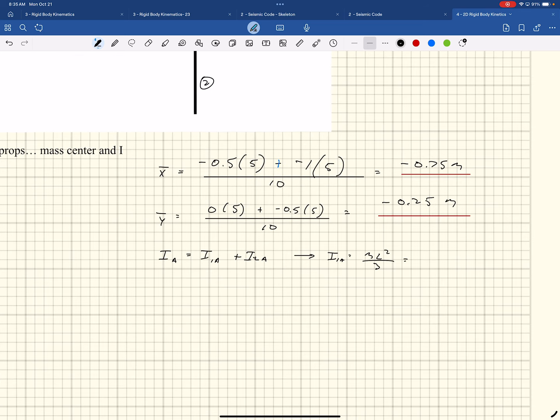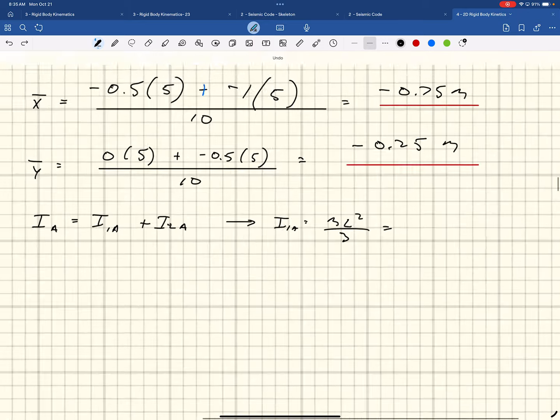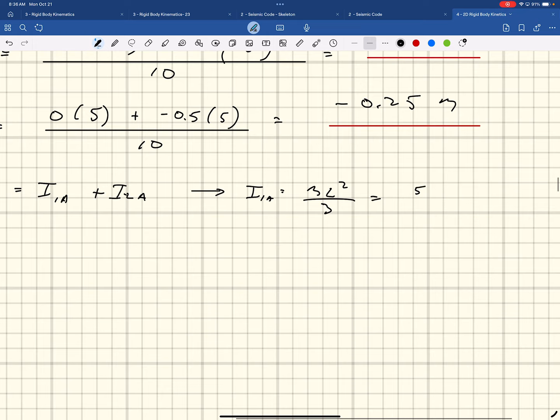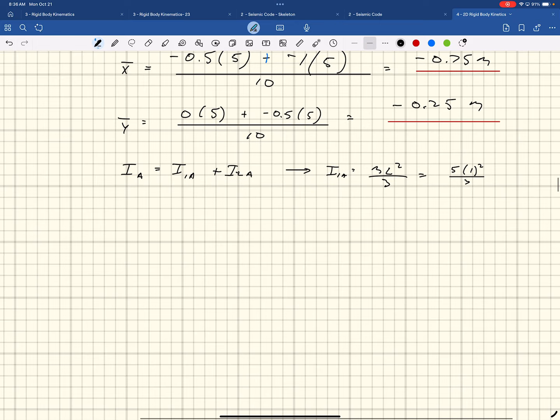Right? M there is 5. L is 1. Add over 3. Right, and then I2A, we can't, that is not in the book. So I have to do the parallel axis theorem, which is ml squared all over 12. That's the object's moment of inertia about its own mass center. And then I add on to it md squared.